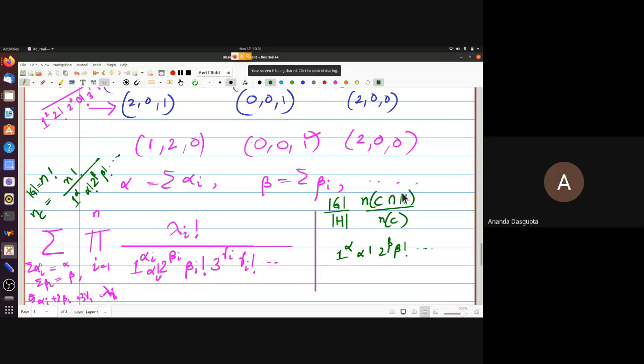What do you get when you divide this? Remember, this is basically what NC intersection H has, right? But you're going to divide it by mod H. What will happen?